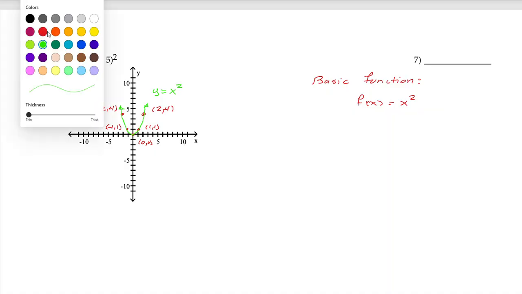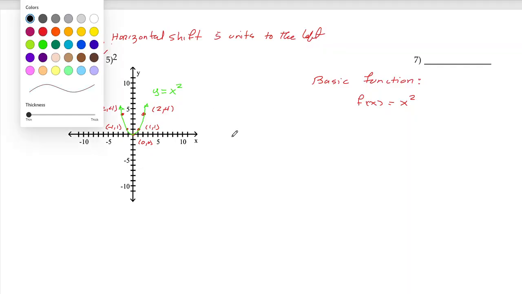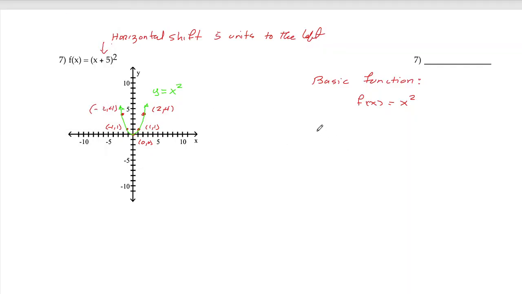So what transformation was done here? Of course, it's a horizontal shift. But now, how many units? 5 units. In what direction? The sign is positive, so it's to the left. So we have a horizontal shift, 5 units to the left. So we have to move every single point on my graph toward the left.